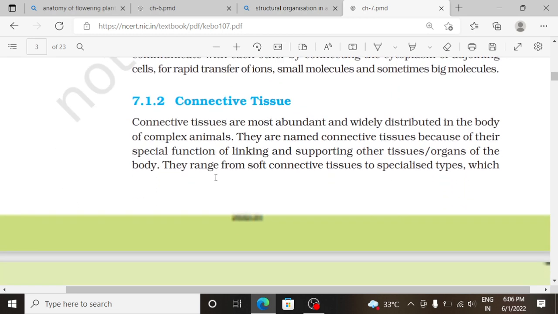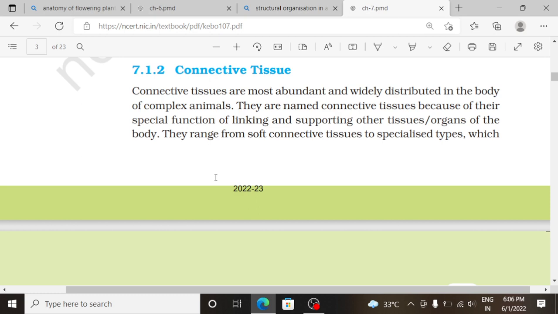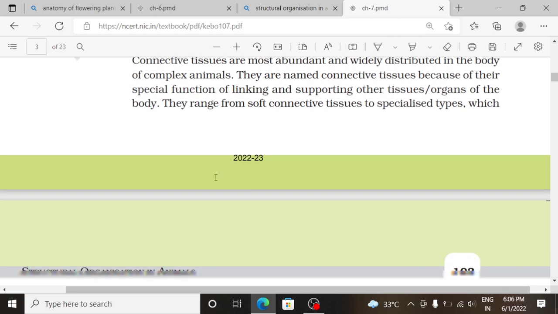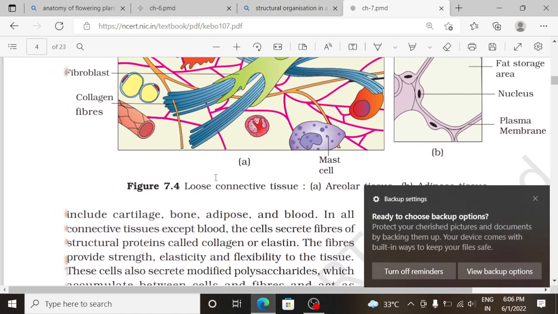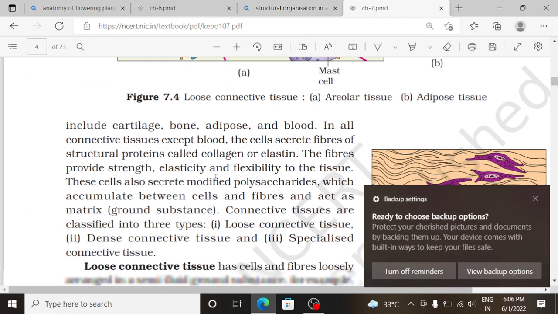So let us go to the connective tissue, the second type of the tissues. Connective tissues are most abundant and widely distributed in the body of complex animals. They are named connective tissues because of their special function of linking and supporting other tissues or organs of the body. They range from soft connective tissues to specialized types, which includes cartilage, bone, adipose and blood.